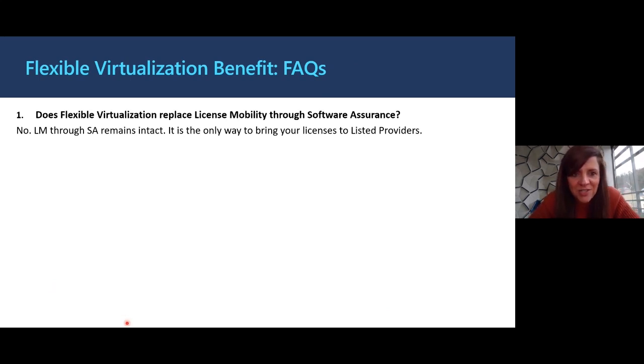Some frequently asked questions. I haven't looked at the chat, but maybe some of these have already been asked in the chat. So I'll quickly go through them. Does flexible virtualization now replace license mobility through software assurance? License mobility remains intact, but it's now the only way for listed providers to welcome certain licenses.